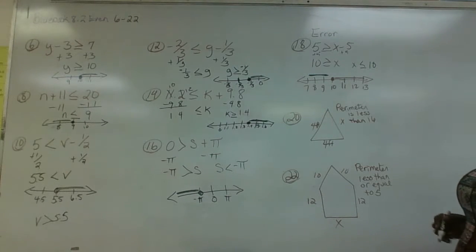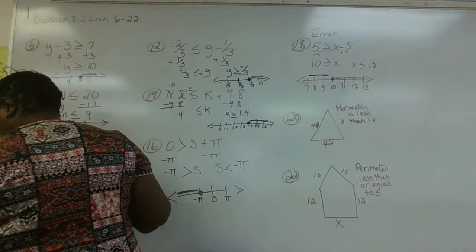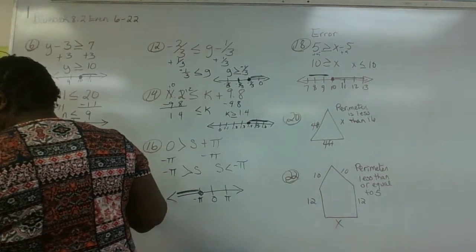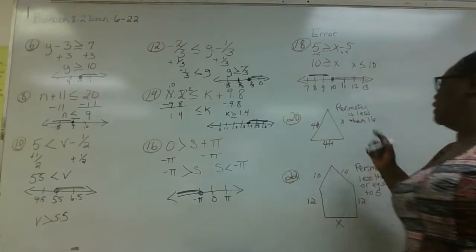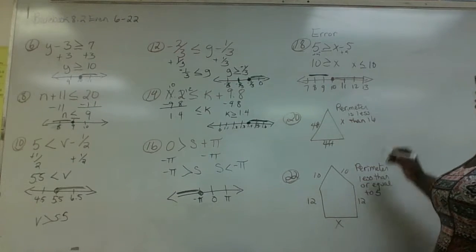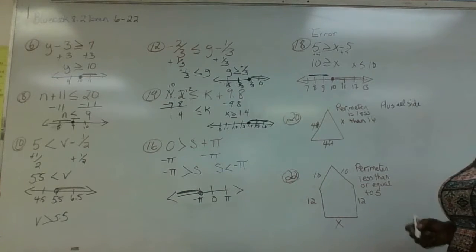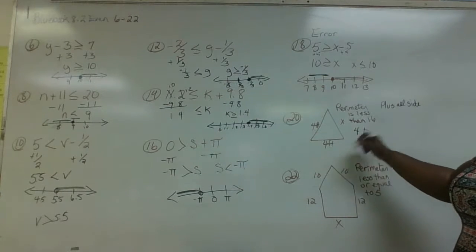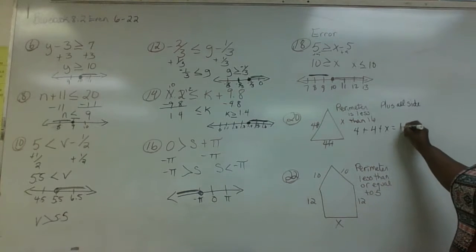Let's move here to number 20. The perimeter is less than 16. Let's see what the instructions are for number 20. The instructions read, write and solve an inequality that represents the value of x. All right, so we're going to look at perimeter first. We know that perimeter is plus all sides. That's the first thing we want to acknowledge. So if that be the case, then we have 4 feet here plus 4 feet here plus x here. All right, and that's going to give us our perimeter.